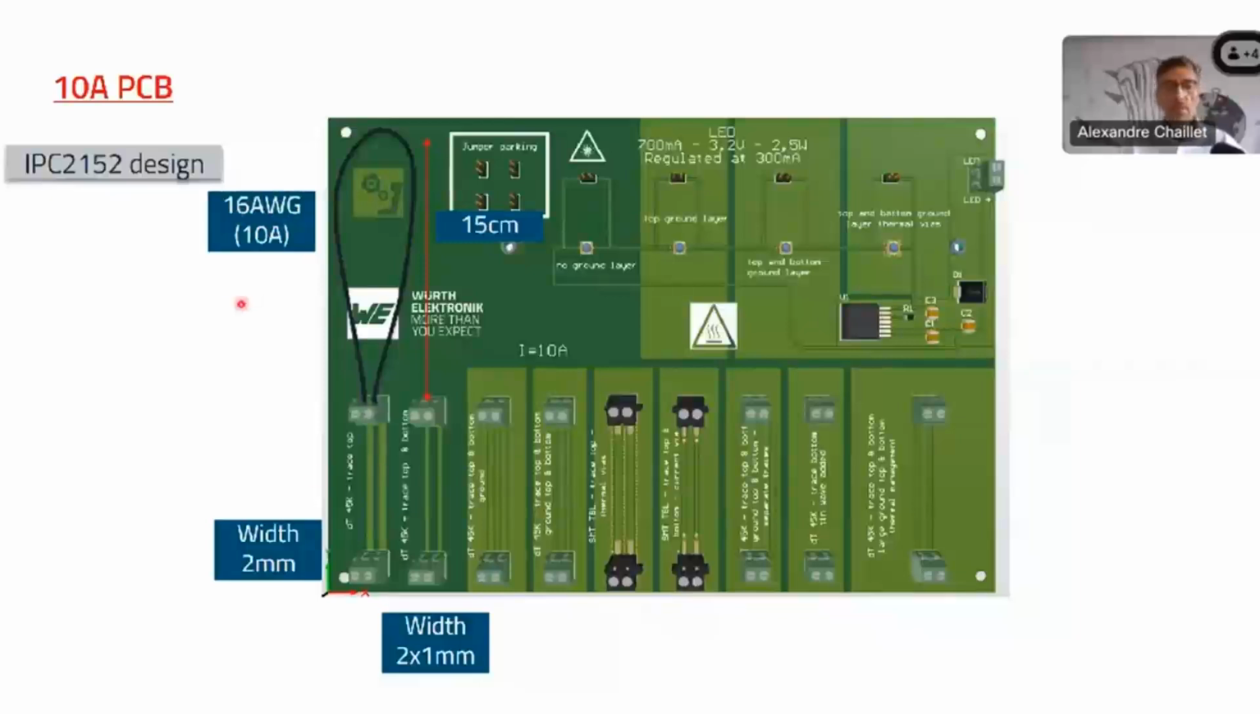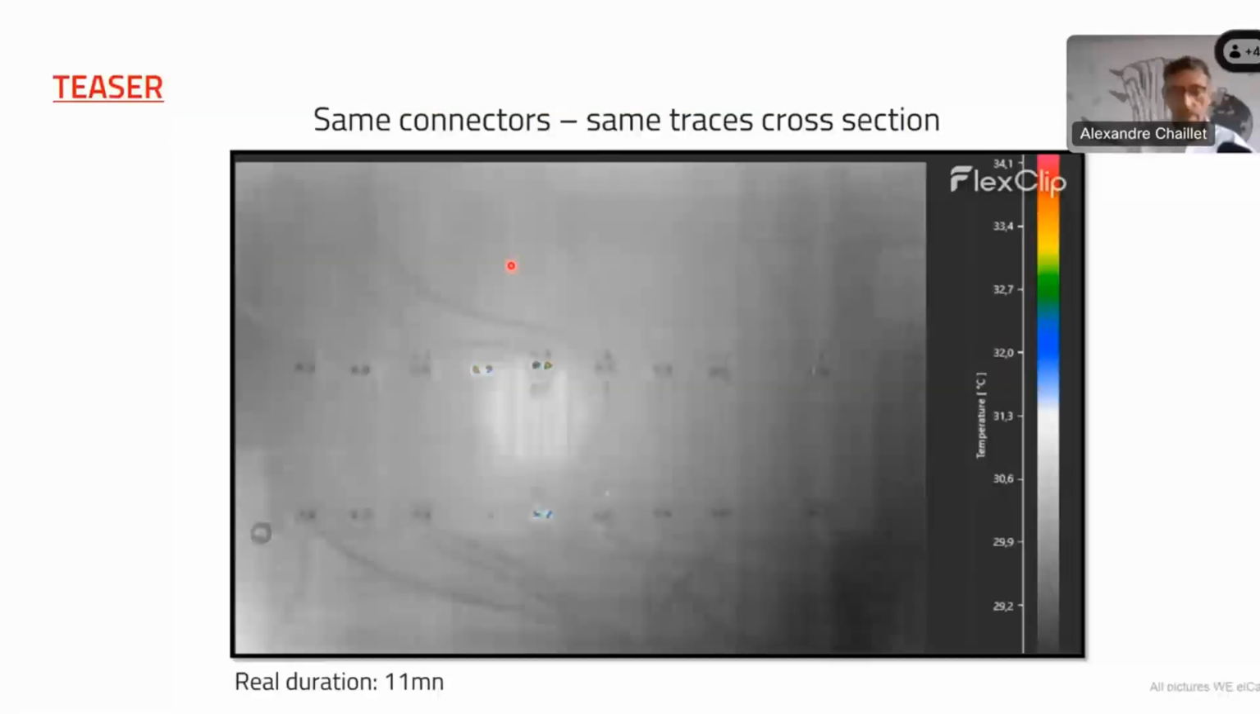This is designed for 10 amp. The traces are all designed for 10 amp, exactly the same way with IPC 2152. And the widths, the cross-sections are always the same. For example, this one has a width of 2 millimeter, this one 1 millimeter, but you've got one other millimeter on the bottom layer, okay? And the length of the wire is around 15 centimeter.